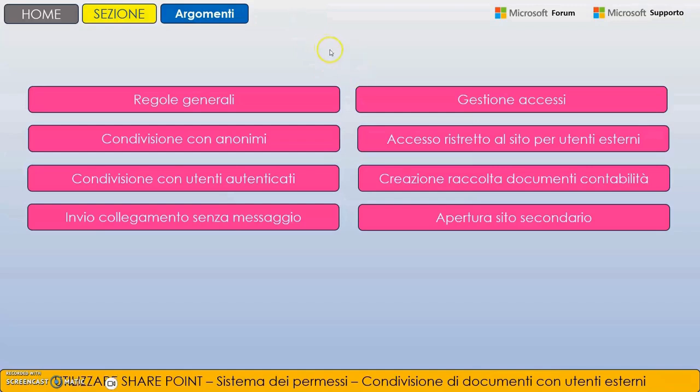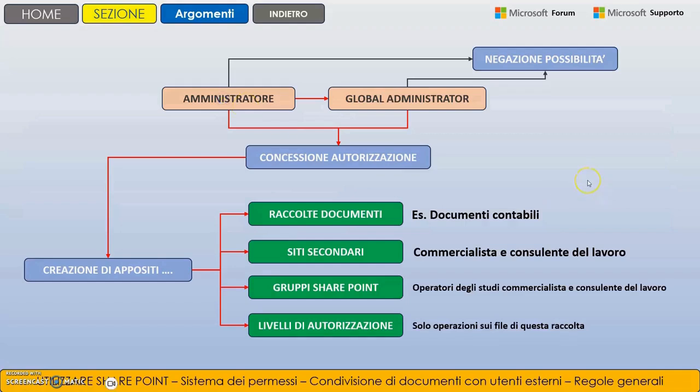So, let's begin by analyzing the general rules. Here we are only doing this on the slide, and of course for the others. As for the subject, we will, as usual, head to the SharePoint site to be operational. So we were saying that the general rules are about not complicating the management of permissions within the SharePoint site. The administrator can share documents with external users through the administrator or the global administrator.